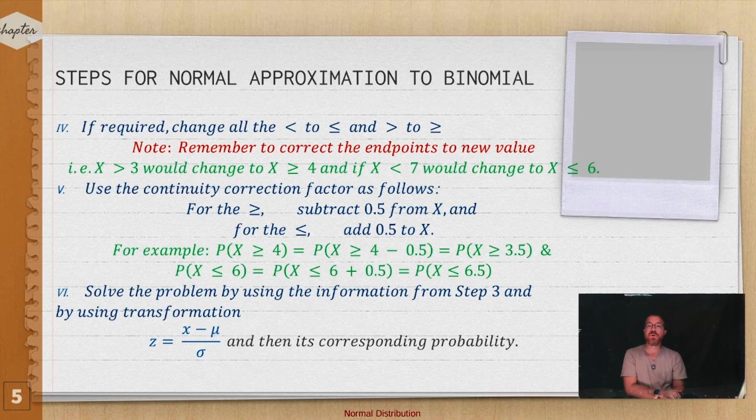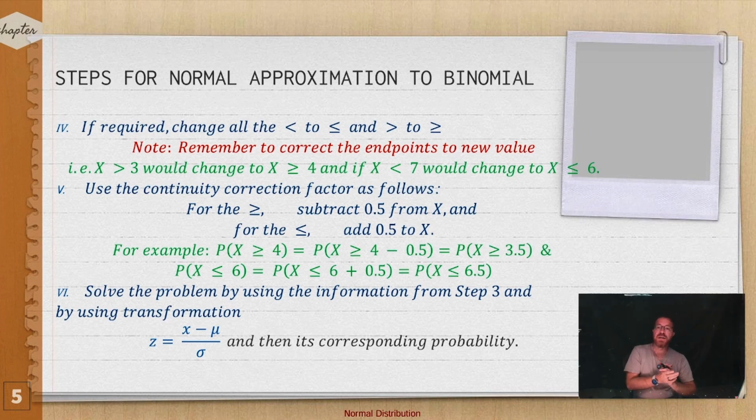Once you've done that, you do your correction for continuity. If it is less than or equal to, you need to add 0.5. If it's greater than or equal to, you need to subtract 0.5. If it's between two values, you subtract 0.5 from the lower value, add 0.5 to the upper value. If it's equal to, you add and subtract 0.5.